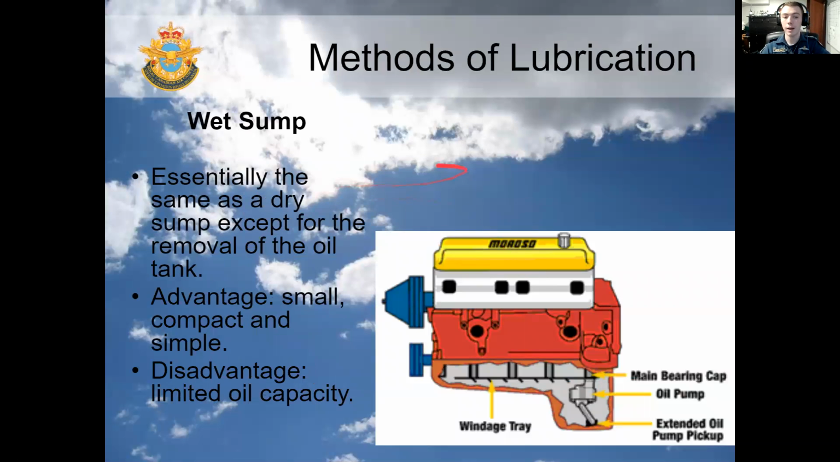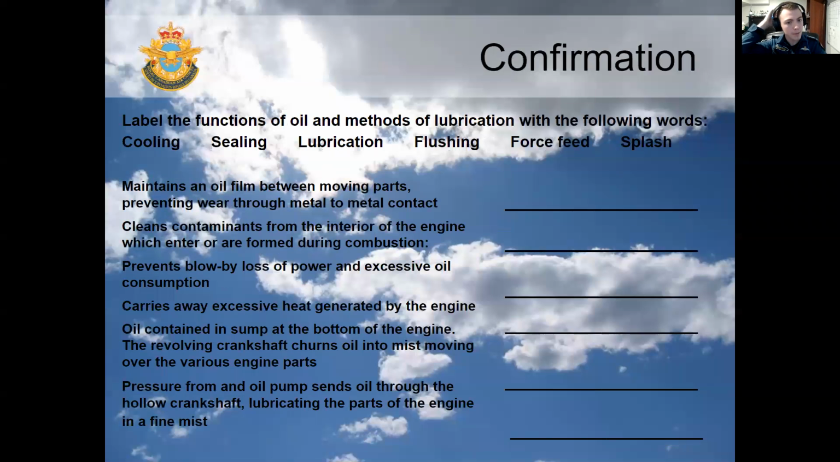A wet sump is basically the same, except there's no oil tank. Instead, it just sits in the bottom of the engine, and the idea is that the engine's motion will splash up that oil and lubricate those other parts. It's less complicated, so less prone to failure, but you don't get as much of a lubrication effect since it's not directed. It's just hoping that it will splash up in the places that you need, and you can't fit as much of it.